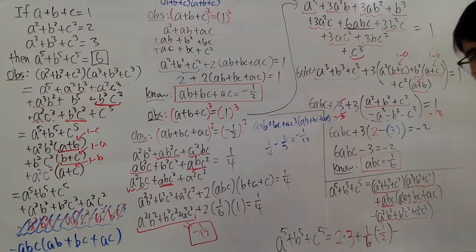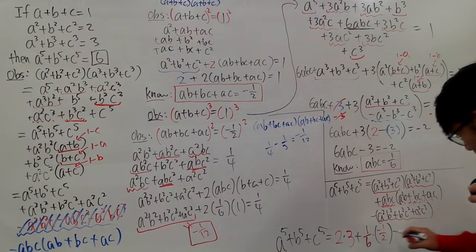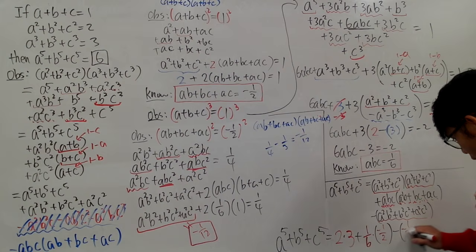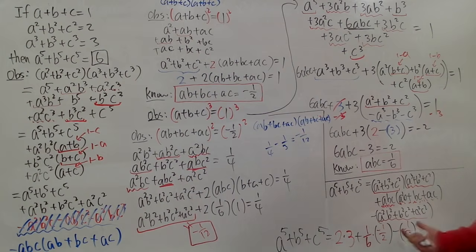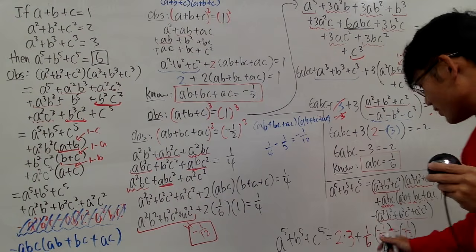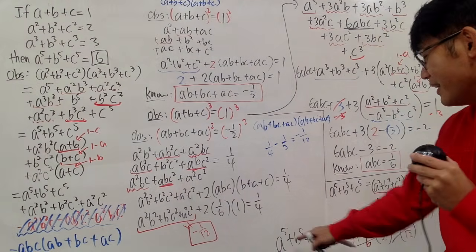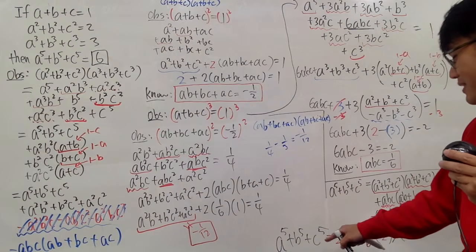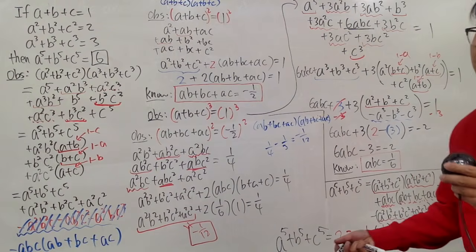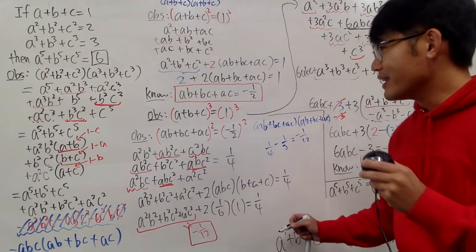So you have your negative 1/12 already here. All right, so you have the negative 1/12. And as you can see, of course, this is positive. That's negative 1/12. So this and that will cancel. So, ladies and gentlemen, a to the 5th power plus b to the 5th power plus c to the 5th power is equal to 2 times 3. I told you it's 2 times 3. That's how we get the 6.